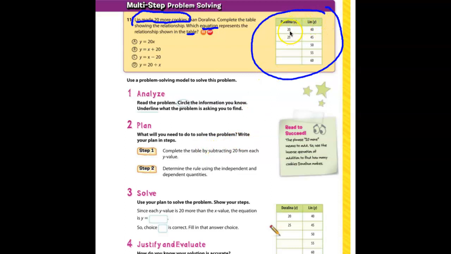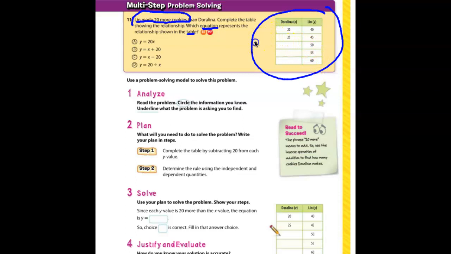So Doralina, 20, Lynn, 40. And we can see this is the person that is making 20 more. So 25, 45. Because these are the independent variable values over here, these can be anything. I may have said that backwards. These are the independent values over here, these can be anything. This is the result, the dependent values. So if they give us all the dependent values, we're going to have to work backwards.